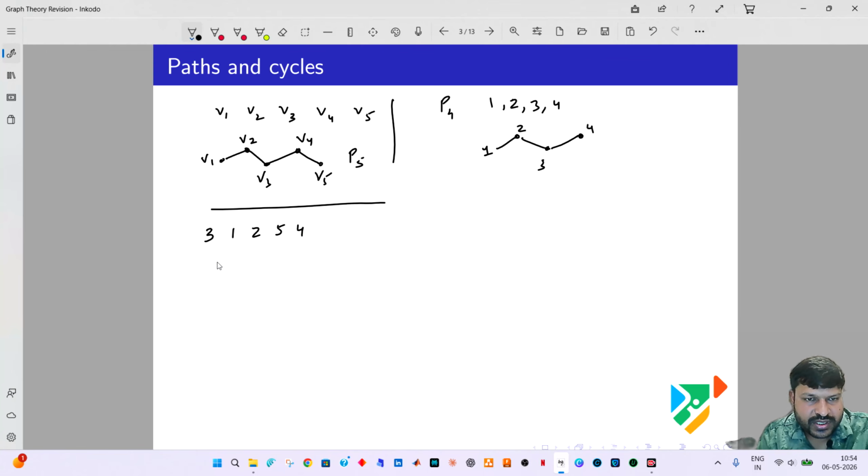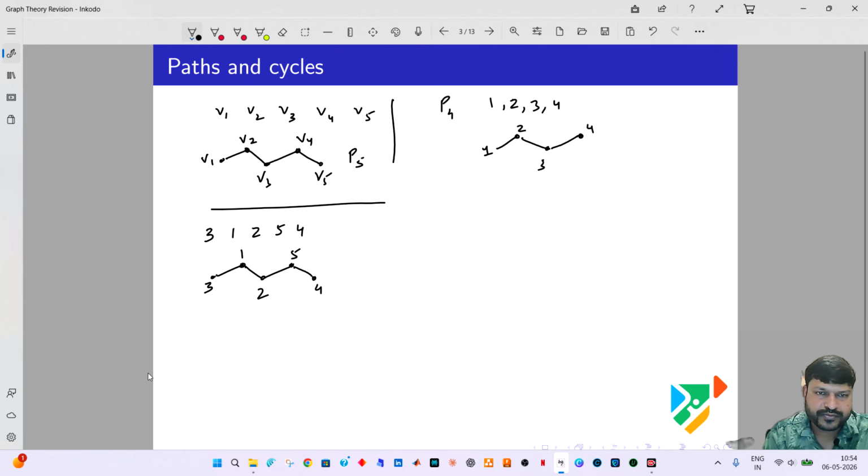So this is also a path. If it is representing a path, what will be its pictorial representation? 3 adjacent to 1, adjacent to 2, adjacent to 5, adjacent to 4.